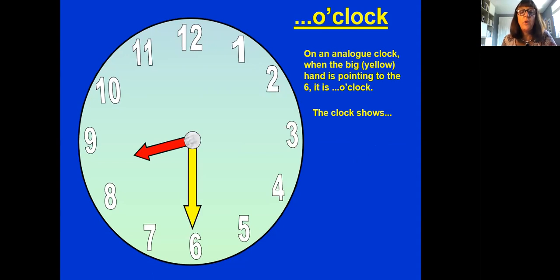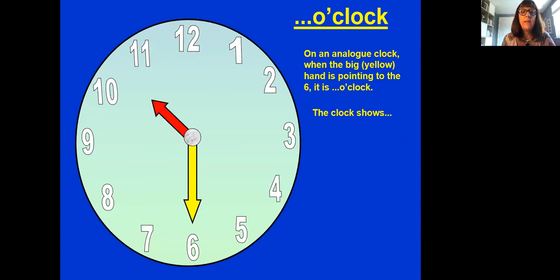Here we go. It's gone halfway around the circle again. It's gone past the 6. It's a little hand, the red hand, past 7, past the 8. It's not got to 9, so don't say 9. So it's halfway past 8. So 8:30. Here we are again. It's gone past the 8, past the 9, past the 10. Not got to 11. So it's 10:30. So it's gone halfway past the 10, heading to 11 o'clock.